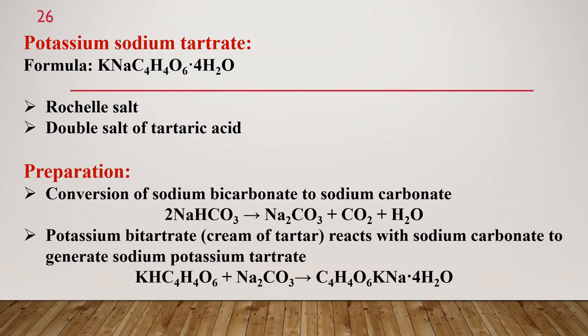Potassium sodium tartrate is prepared in two steps. In the first step, two molecules of sodium bicarbonate react to form sodium carbonate. Further, in the second step of the reaction, potassium bitartrate or cream of tartar reacts with sodium carbonate formed in the first step to generate sodium potassium tartrate or Rochelle's salt.